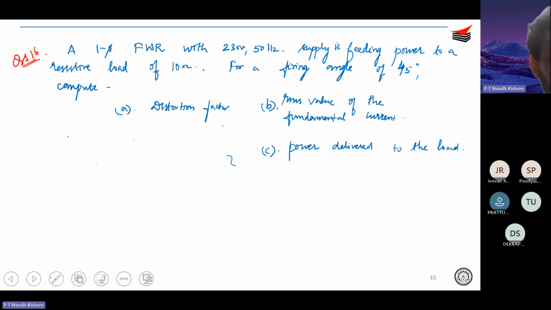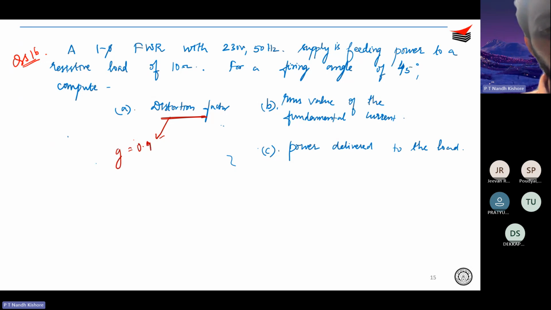Okay. So now you should be able to tell directly, what is the distortion factor? What did we see as the distortion factor? We calculated it, right? G is 0.9, irrespective of the firing angle, correct? The distortion factor definition was the fundamental component RMS divided by the total component RMS, correct? So this is 0.9.